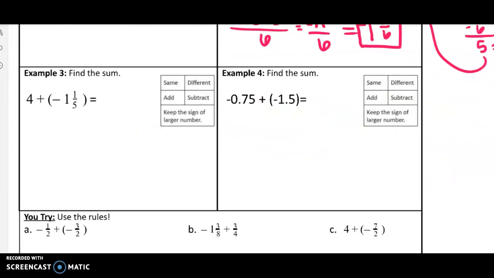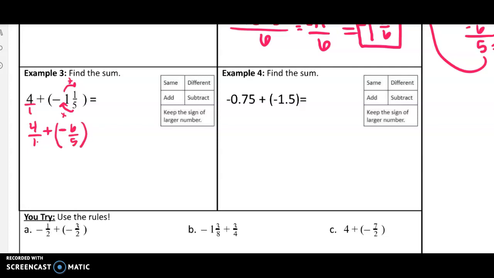Okay, example 3. So before we can start, we have to turn these into improper fractions. So to make this a fraction, I'm going to just put it over 1, because every number is actually over 1. So now I have 4 over 1 plus, and now I need to turn this mixed number into an improper fraction. So 5 times 1, and then we add it to the 1 on top. So 5 times 1 is 5, plus 1 is 6, and my number was originally negative. So I have negative 6 over 5.